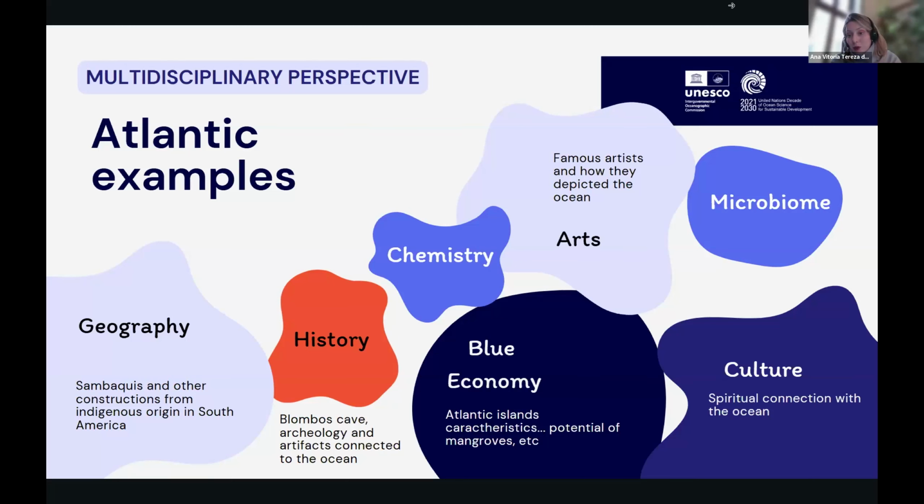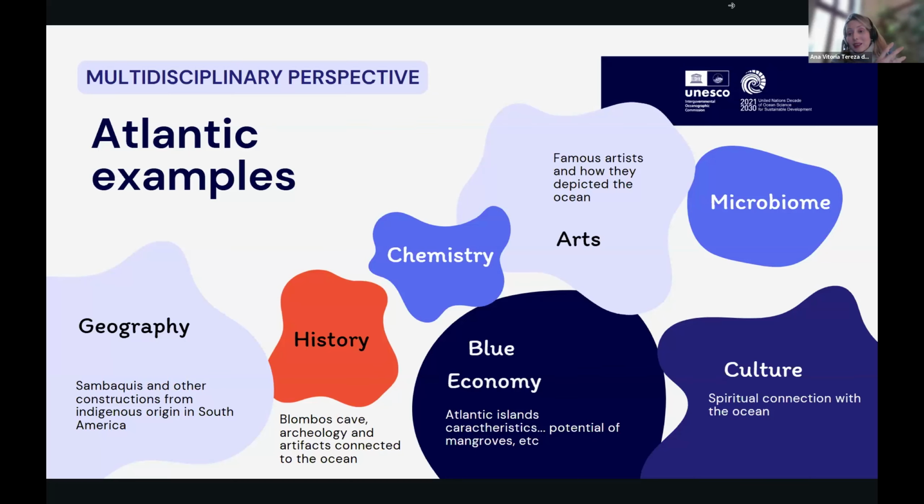We have as well, in the history aspect of the toolkit, some examples such as the Blombos Cave and also the connection of ocean literacy with archaeology and artifacts connected to the ocean. We have some experiments that you can do with your students that touch on the chemistry part. We have an art perspective where you can see how some of the artists in history, but also how new artists are depicting the ocean, and especially the Atlantic. And you see also, if you have the possibility, some places to visit with your students. We have as well the blue economy aspect.